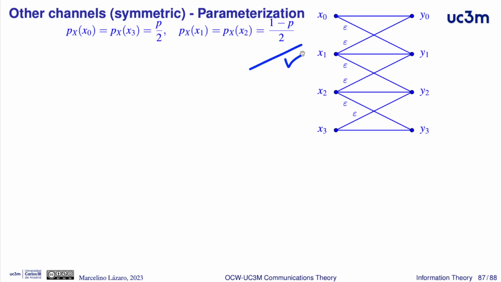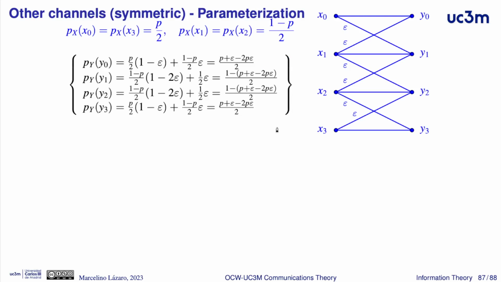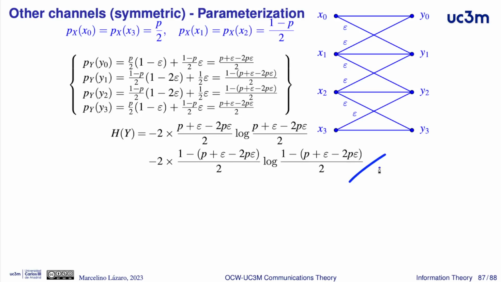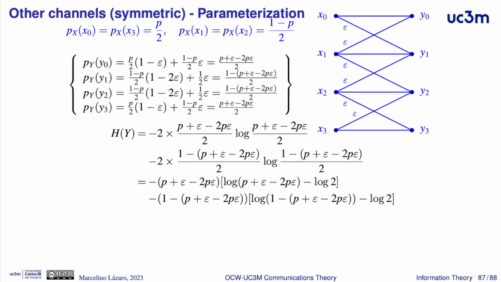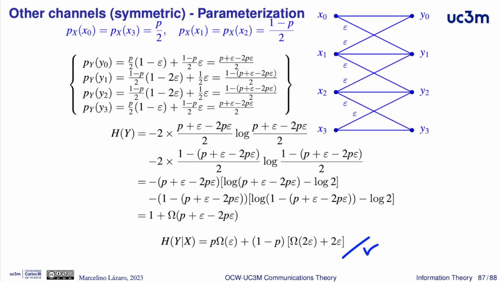Once the four probabilities have been parameterized using a single parameter, the rest of the process is just simple maths. Now it's possible to write the probabilities of the output for every symbol as expressions of a single parameter p, and the entropy will depend on a single parameter p. Maybe by some operations we can get a more compact expression, for instance, in terms of the binary entropy, but what is important is that we have an expression that depends on a single parameter. The same thing happens for the conditional entropy of the output given the input. We have a single parameter p in these expressions.